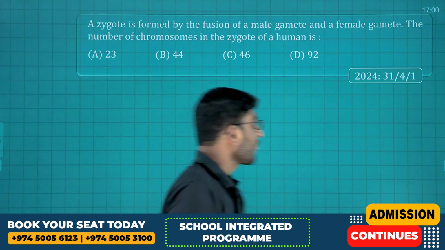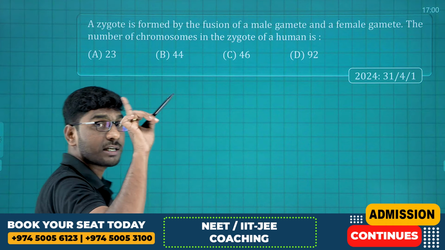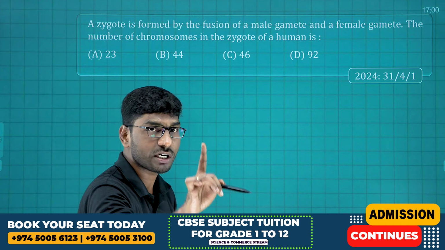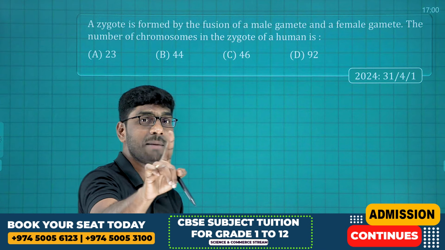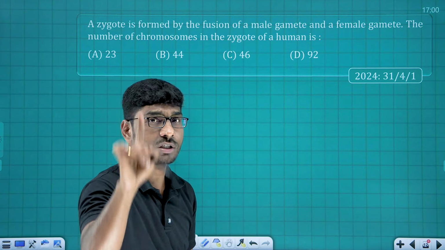Next question. A zygote is formed by... carefully listen to this question, very important. This type of question will come in the exam. It is a competence-based question and a little higher order thinking question. Carefully listen.